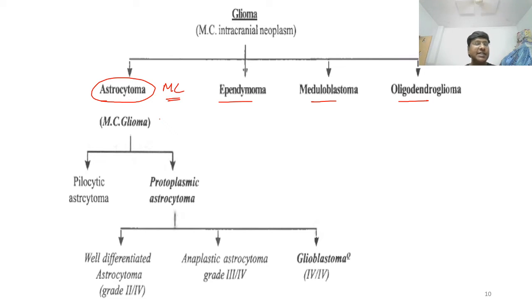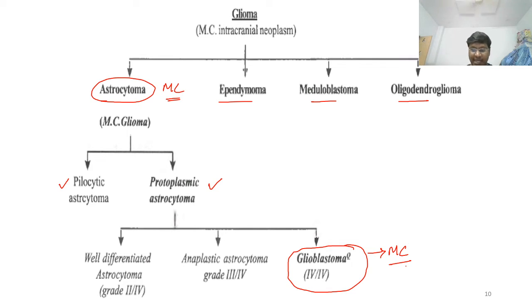The next question they will ask you is, what is the most common type of astrocytoma? If you take astrocytomas, we classify them into pilocytic astrocytoma and protoplasmic astrocytoma. And among these, the most common type of astrocytoma is your glioblastoma multiforme. So, if the question is asked, which is the most common intracranial neoplasm, the answer should be glioblastoma multiforme. The answer should be glioblastoma multiforme.